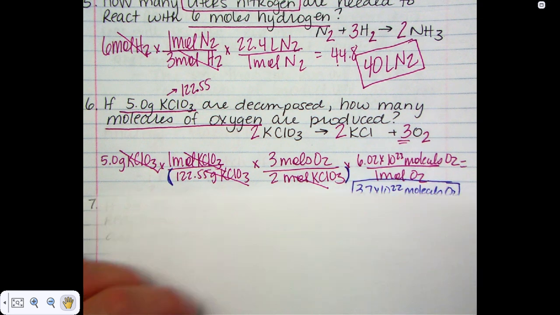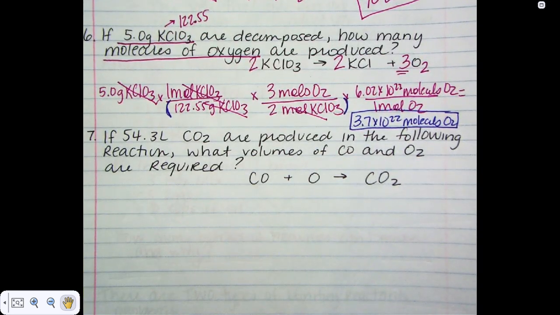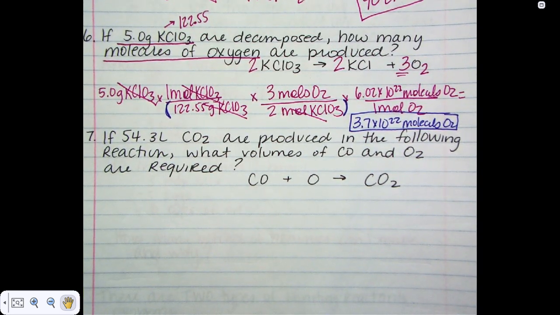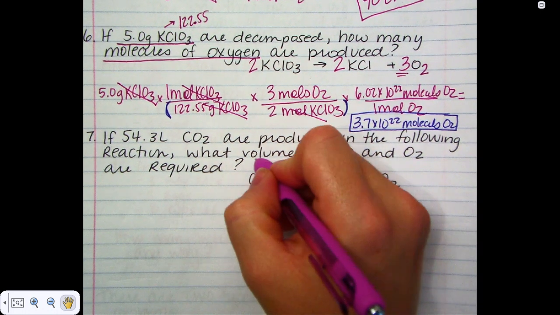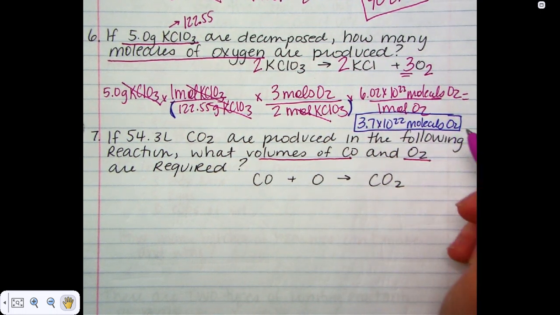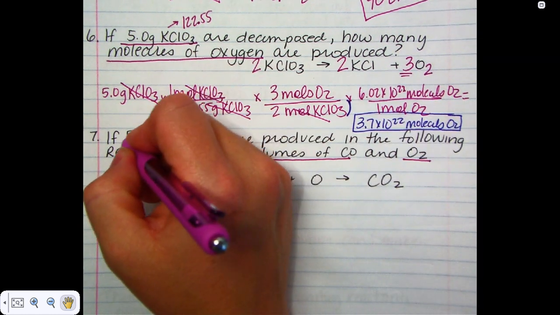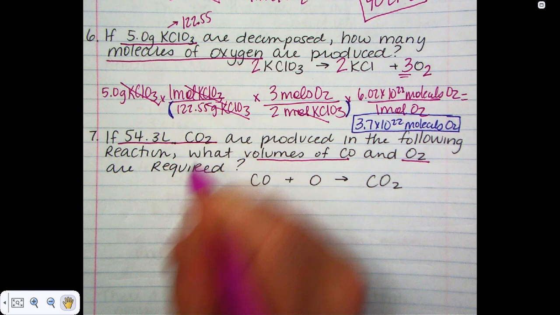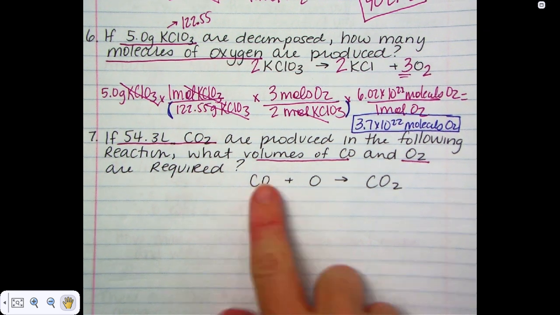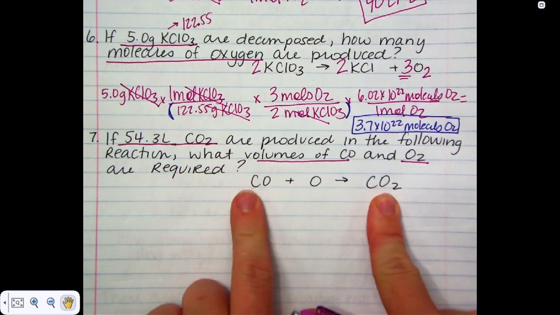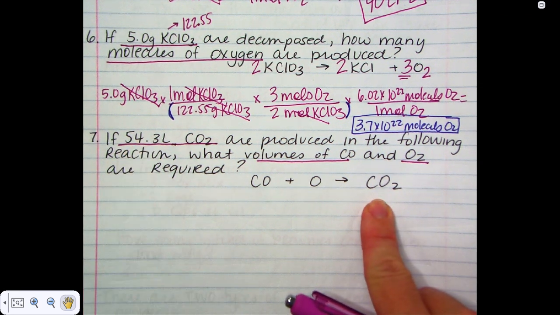All right, so last one. If 54.3 liters of CO2 are produced in the following reaction, what volumes of CO and O2 are required? Volumes, that's plural. So that means that this question wants me to solve not only for the volume of CO, but the volume of O2 as well. Do I do anything different? No, I just do 2 separate problems. Both of them are going to start with the same number that is given. Basically, it wants to know what did I need of this one and that one that allowed me to get this much of the CO2?